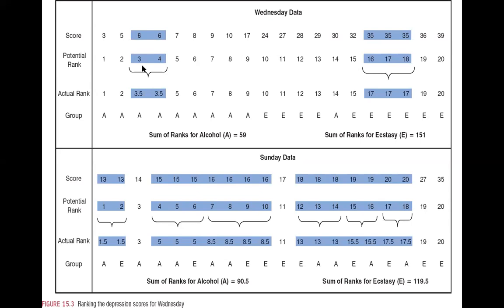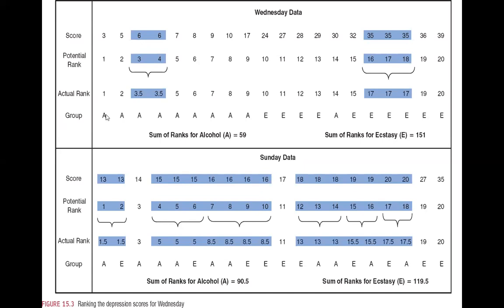Because it is a tie for 3 and 4, we will give 3.5 to this participant and 3.5 rank to this participant. So the actual ranks are 1, 2, 3.5, 3.5, 5, 6, 7, 8, 9, 10 till 20. It's in ascending order. We have created the ranks.